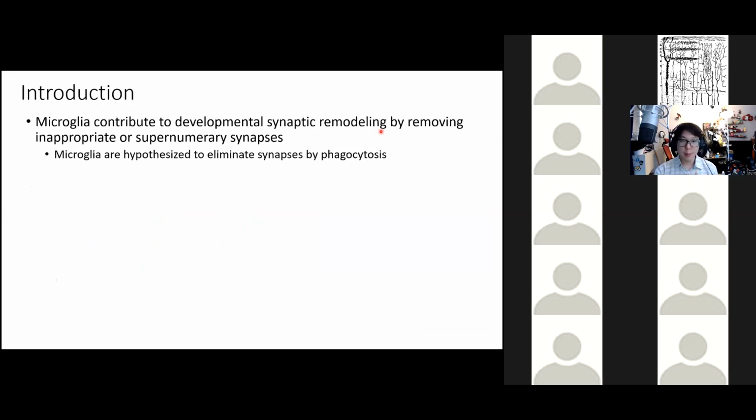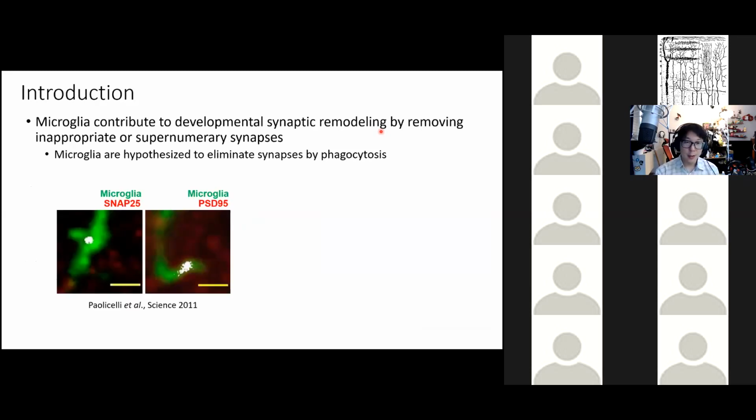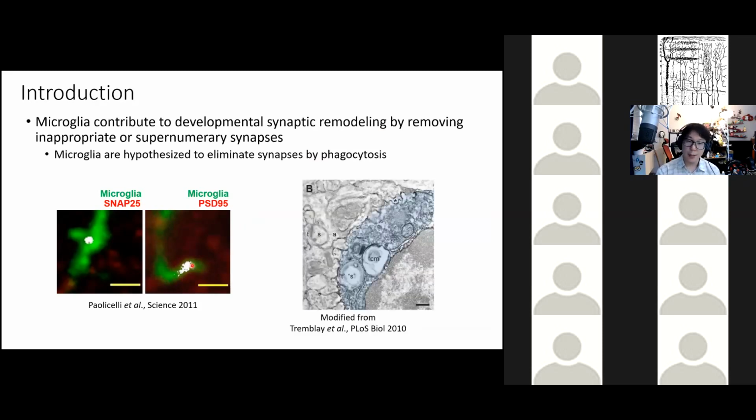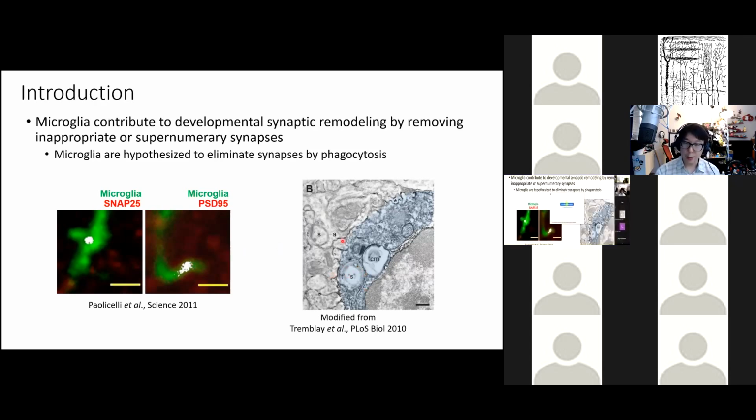So the mechanism by which microglia are thought to eliminate synapses is through phagocytosis. There's a lot of indirect evidence to support this. So for example, immunohistochemistry studies have shown that microglia contain presynaptic components within them, for example, SNAP25, as well as postsynaptic markers, PSD95, for example. And then this is also confirmed by electron microscopy studies, which have found dendritic spines, as well as axon terminals within microglia.